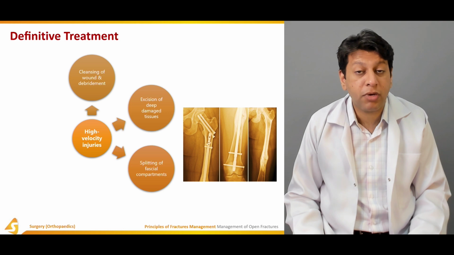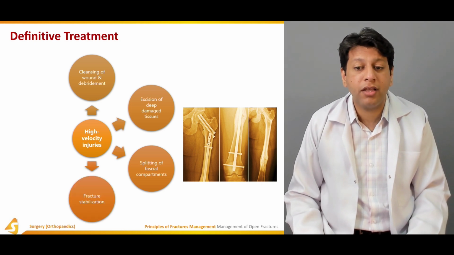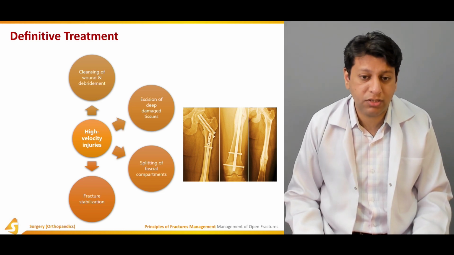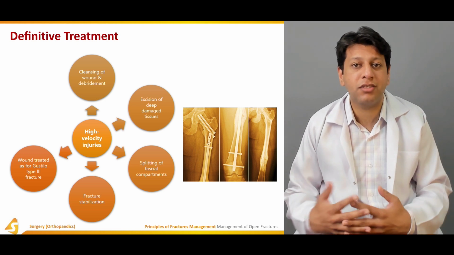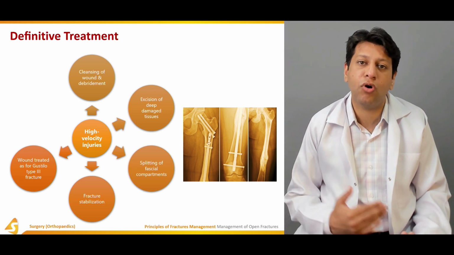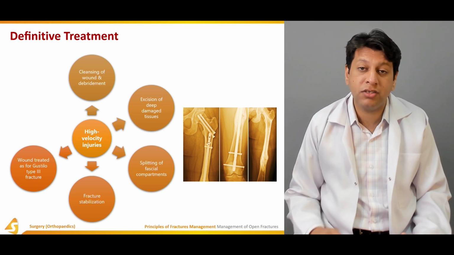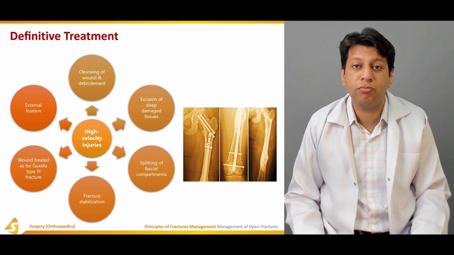Splinting of the fascial compartments is important because there will be associated bony fractures as well. And then fracture stabilization in the form of external fixation is done. Then the wound is treated for Gustilo 3 injuries, either as 3A, B, or C, depending upon how much periosteal stripping is done and whether it is associated with arterial injury or not. And then external fixation is the way to go for bony stabilization.